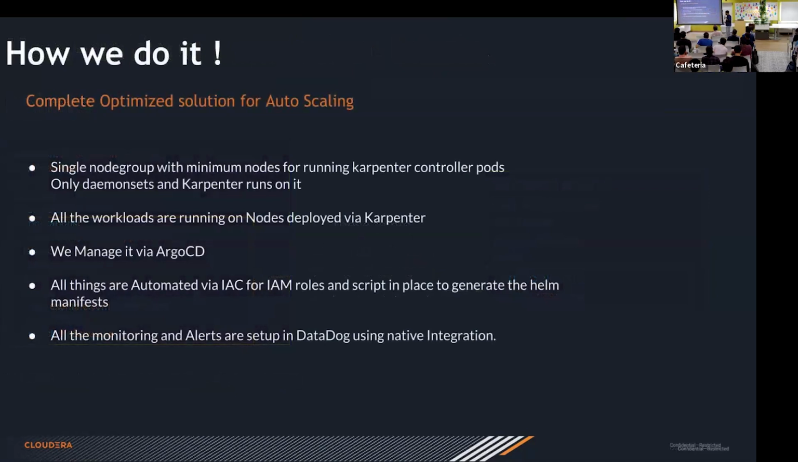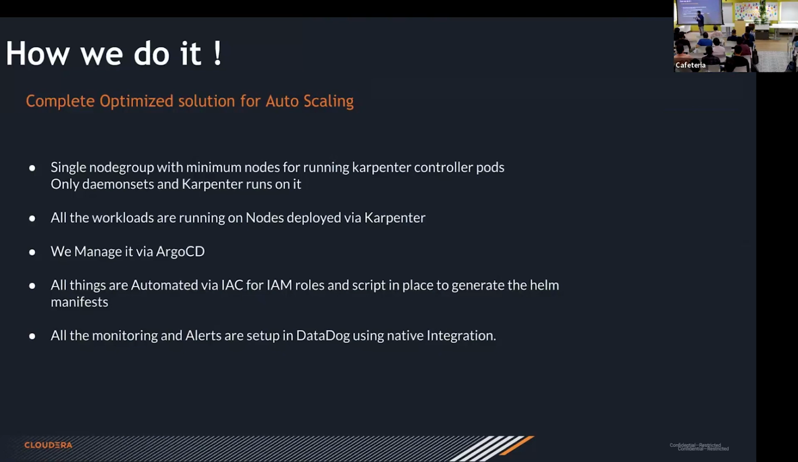So how do we do it? What's our solution, and what basic guidelines do we follow? We follow a single node group policy. We don't have multiple node groups. What it does is help you lessen the management of node groups. You don't have to worry about node groups anymore, because patching and AMI upgrades are already handled by Karpenter for its nodes.